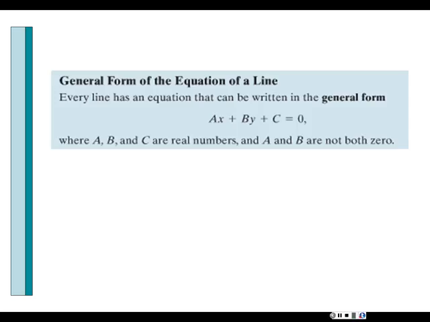That is the general form, where you will have all the terms on the left side. On the right side, you will have 0. So you see here, A, B, and C are real numbers. Have you ever heard of real numbers? What are the real numbers?